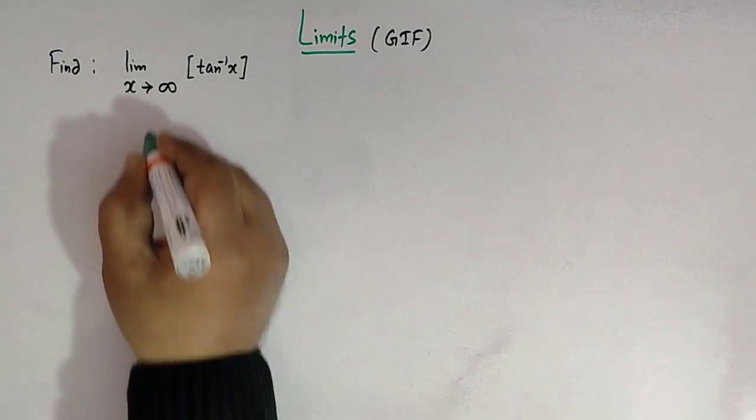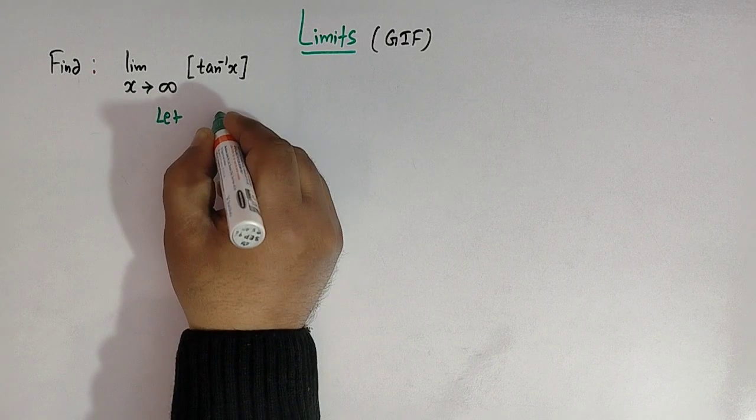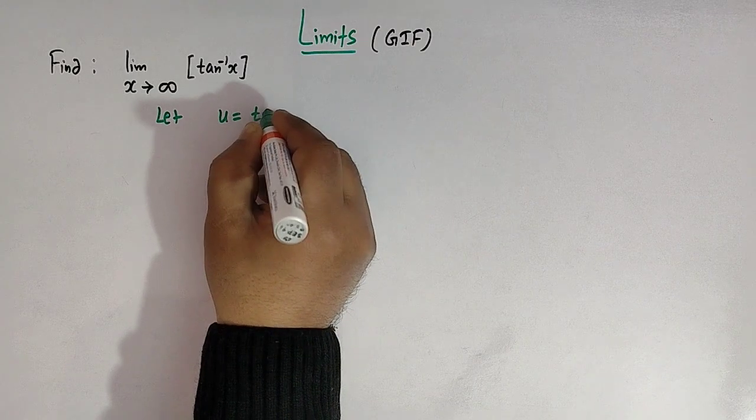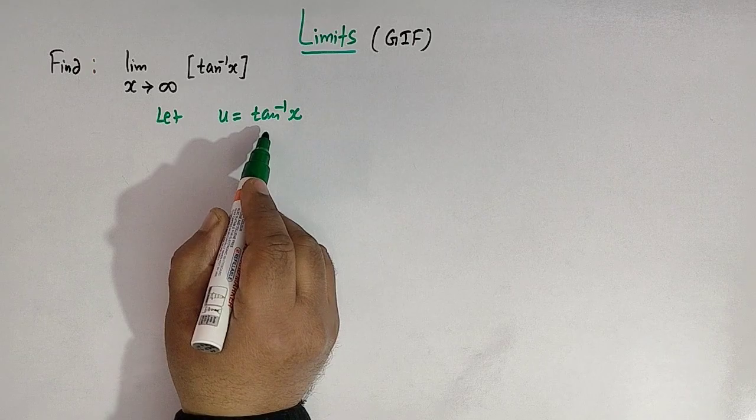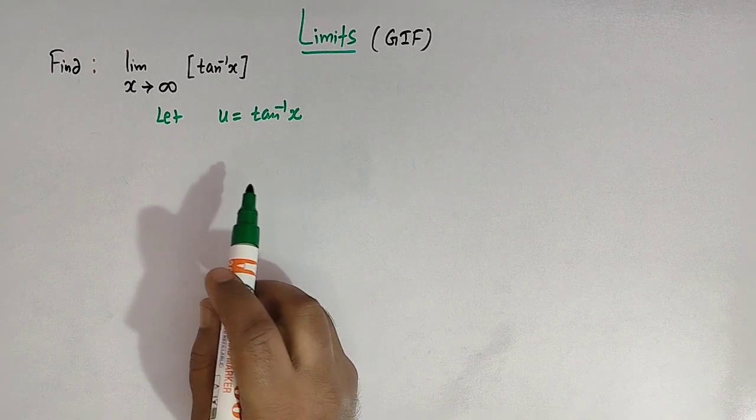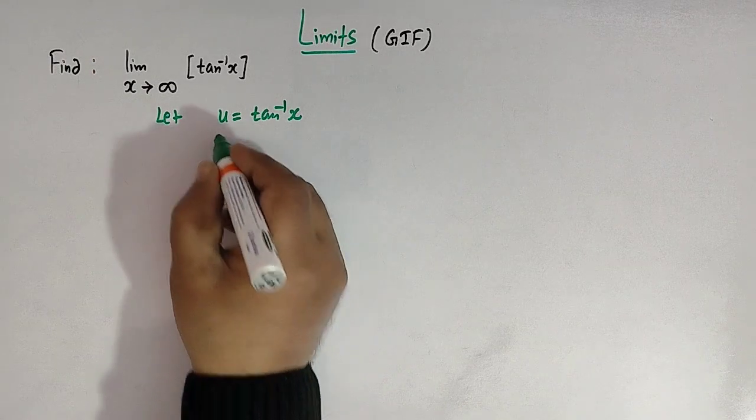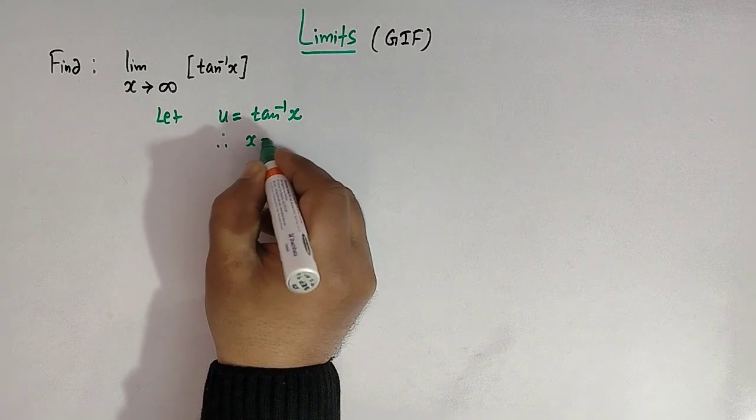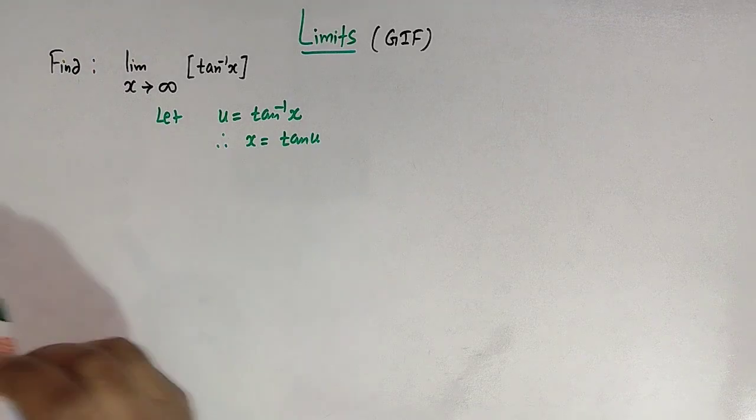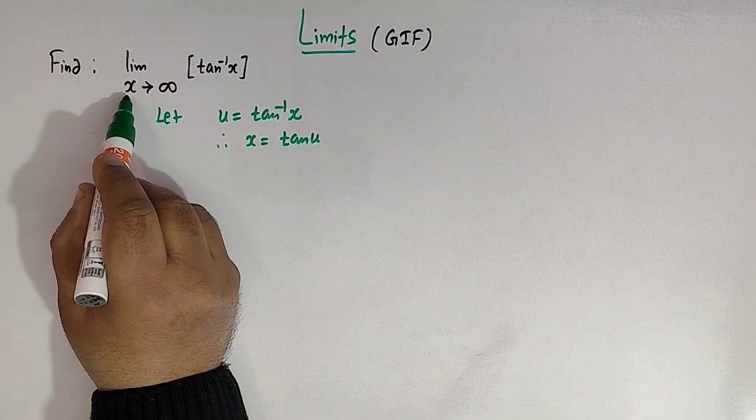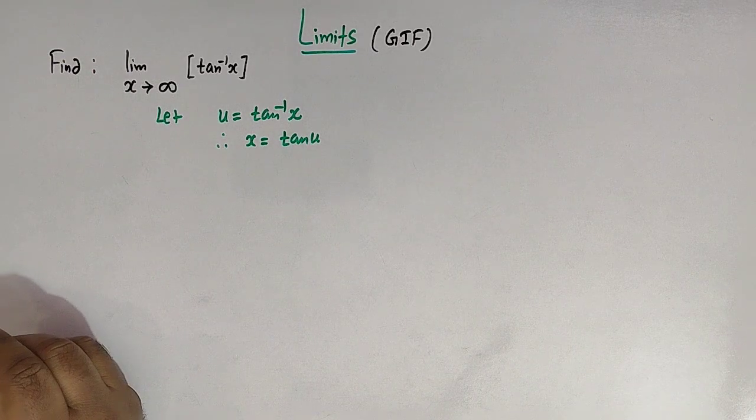Now let us substitute u is equal to tan inverse x. So here we are taking the substitution u is equal to tan inverse x, so that x is equal to tan u. Okay, now see here, x approaches infinity.